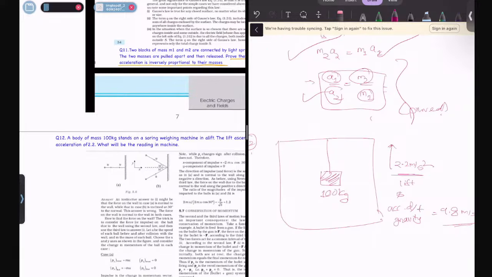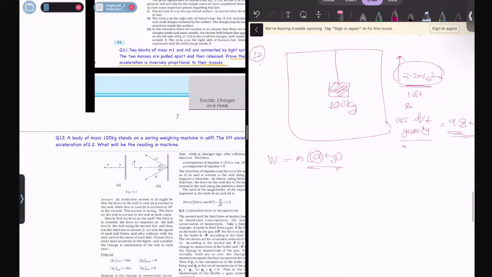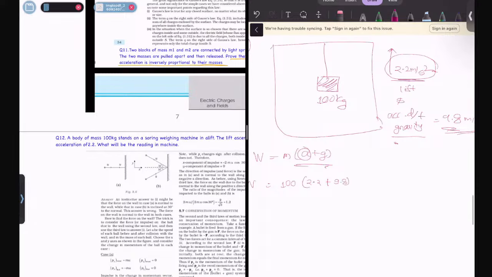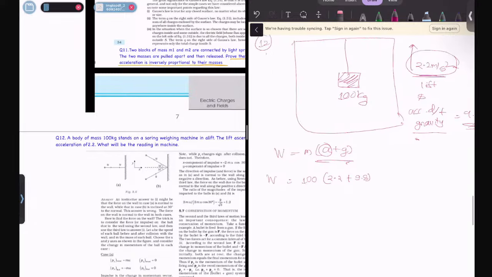So how much weight will this object experience here? If the lift is moving up with 2.2 meter per second square, and we know the acceleration due to gravity is 9.8 meter per second square, what will be the weight it experiences? To calculate the weight, we know m into a plus g. What is a plus g? A is the acceleration of the lift, and g is the acceleration due to gravity. So calculate it, guys, then it's done. M is 100 kg, A is 2.2, then g is 9.8. 9.8 plus 2.2 will be 12.